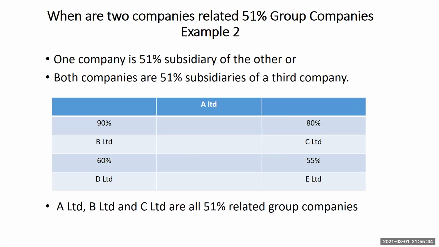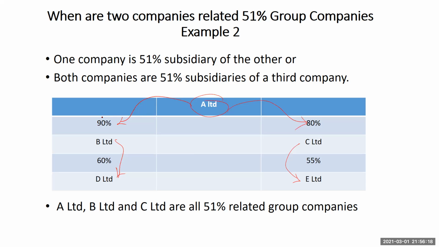Now, one thing we can also look out for is where there could be an indirect relationship. In the first instance, we are looking at direct relationships. A Limited, for example, owns 90% of B and owns 80% of C. Now, B Limited owns 60% of D, and C Limited owns 55% of E.